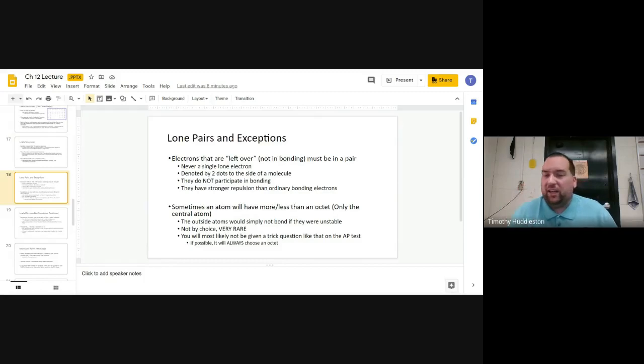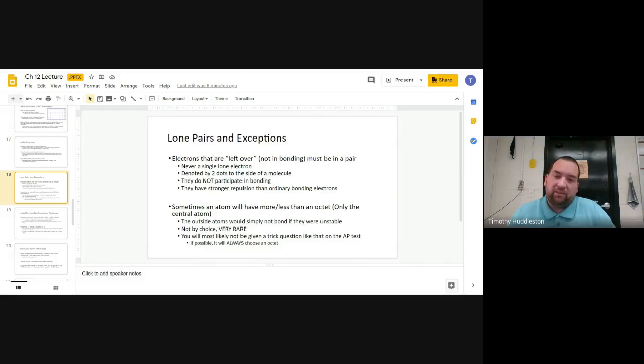You can't have an electron out there just floating by itself. It will be denoted by 2 dots to the side of a molecule. Generally speaking, we only show lone pairs on the central atom. Why is that? Because when we're talking about our bond geometry, in other words, how the bond orients itself to other bonds, it's only important with the central atom. They do not participate in bonding, but they have a stronger repulsion than ordinary bonding electrons.